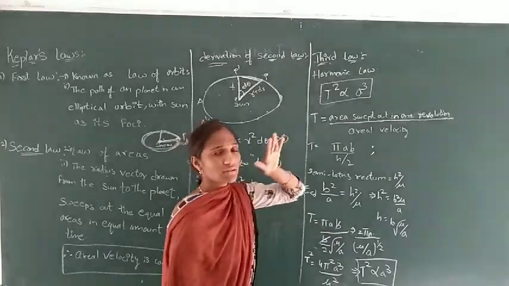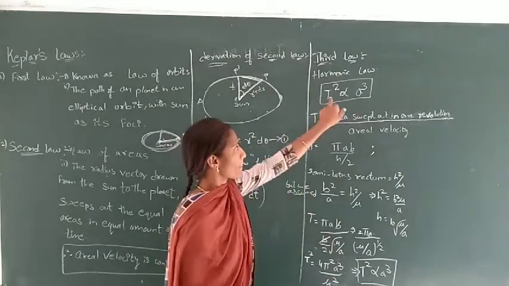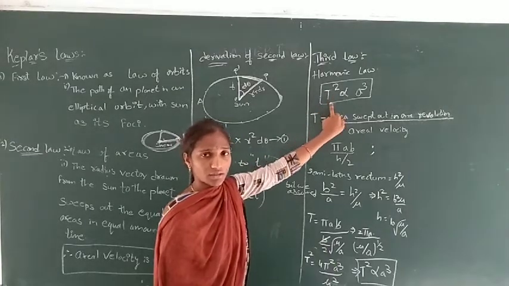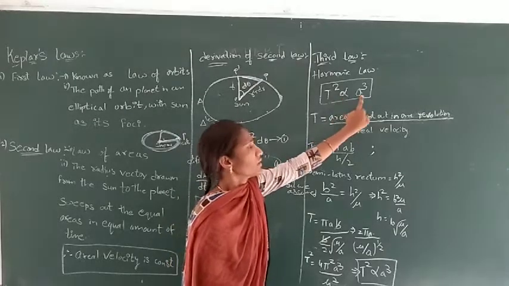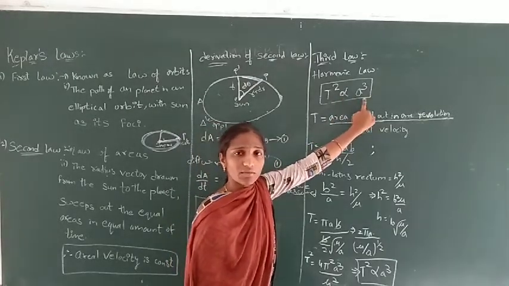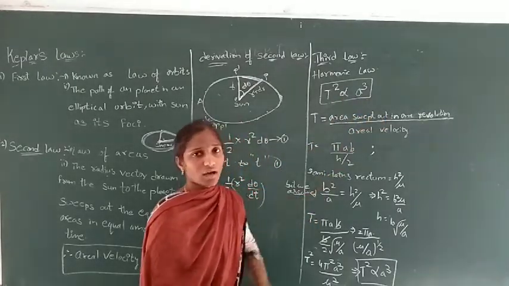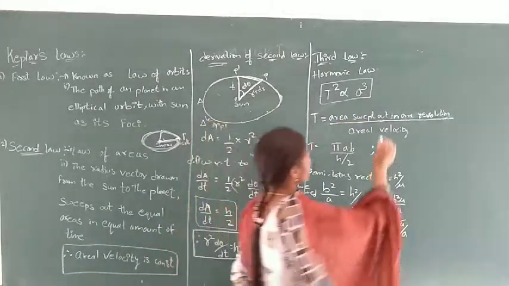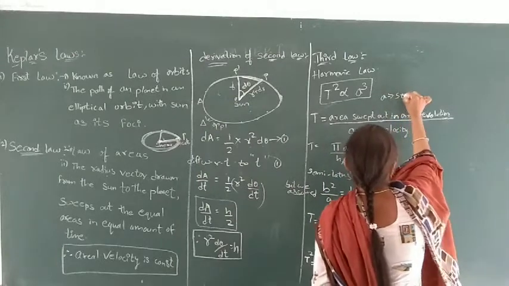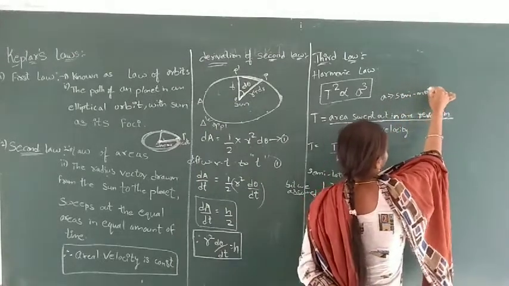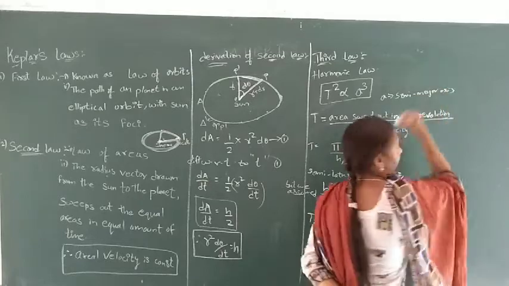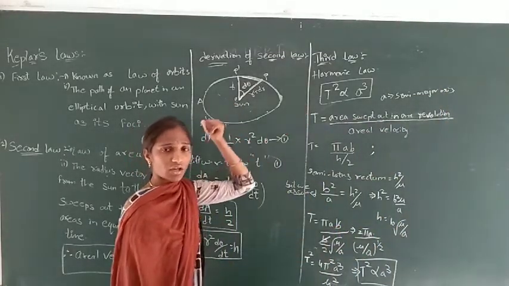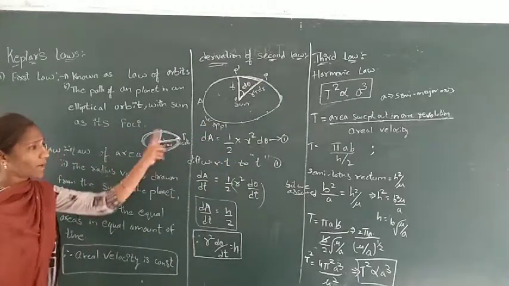According to the third law, the square of the time period of the planet is directly proportional to the cube of the semi-major axis of the orbit, where a is the semi-major axis. Now, the first law describes the path.